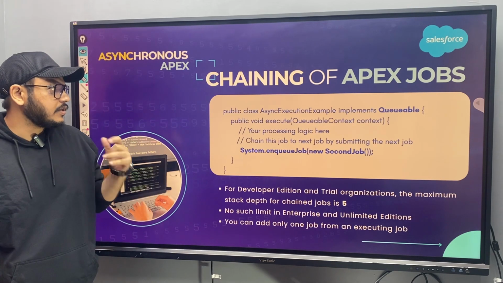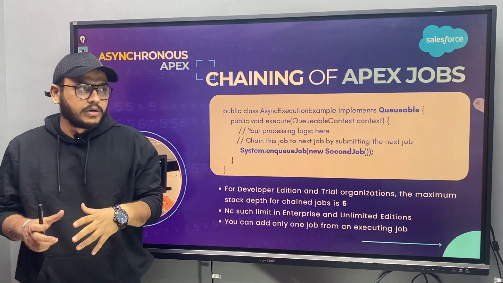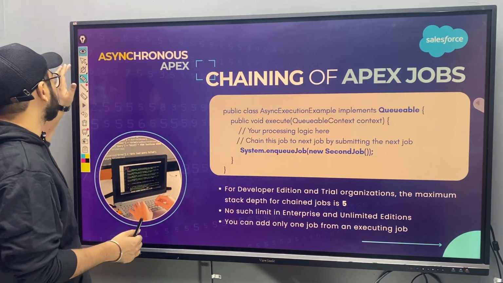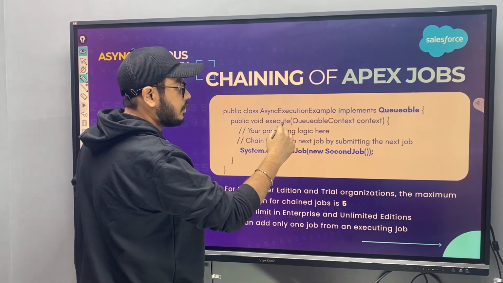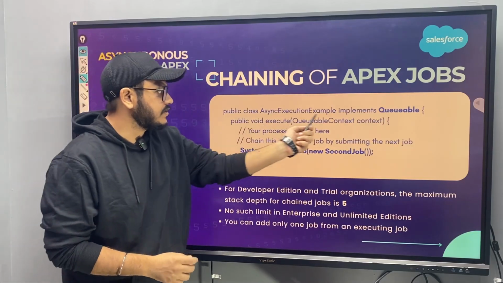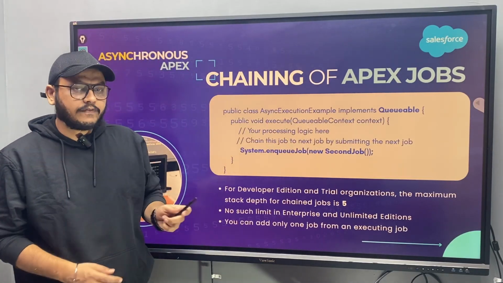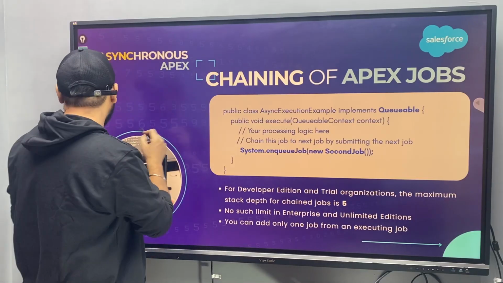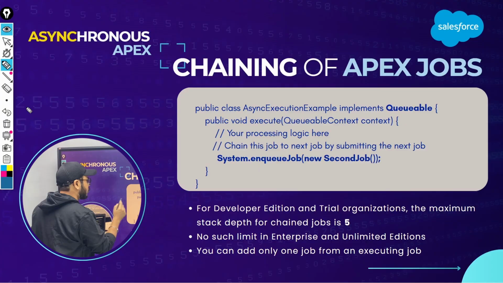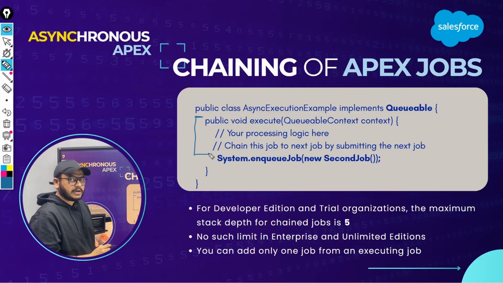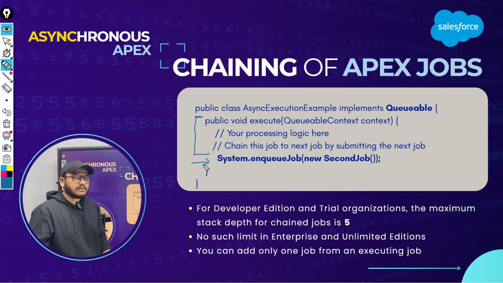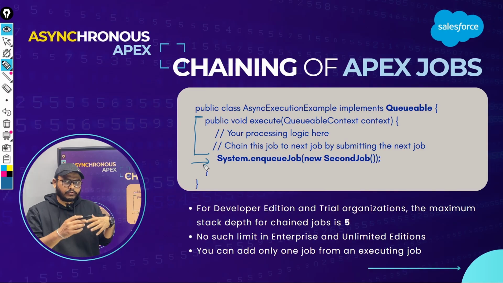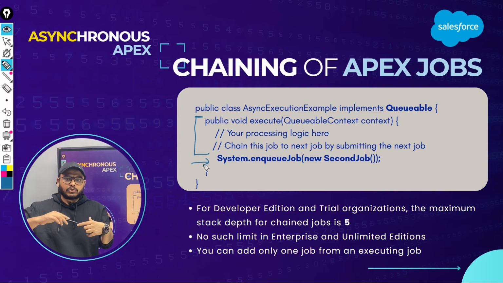So continuing further on the chaining of jobs, or chaining of Apex code using Queueable Apex, this is how it's going to work. Here we have a small code sample. This is a Queueable Apex class which has implemented the Queueable interface. We write our code here, which gets executed, and at the end of this code, we will have the System.enqueueJob, which will call the second job.